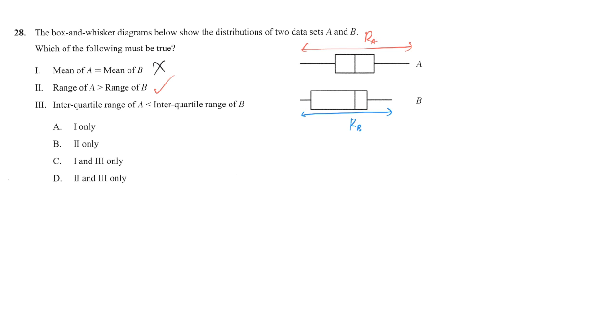For a similar reason, we look at the interquartile range. The interquartile range of A is this one. The interquartile range of B is this one. It seems that the interquartile range of B is larger than A. So that's why this is also correct. That's all. Why you asked me to explain.